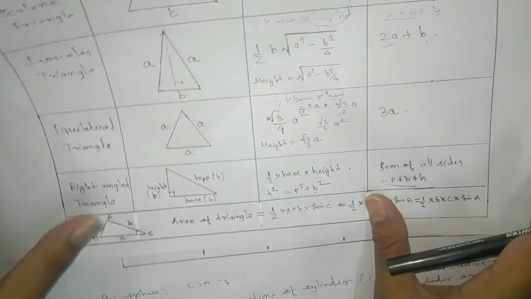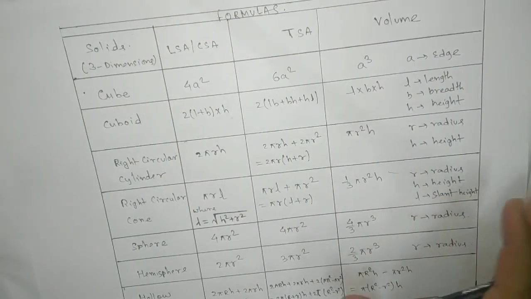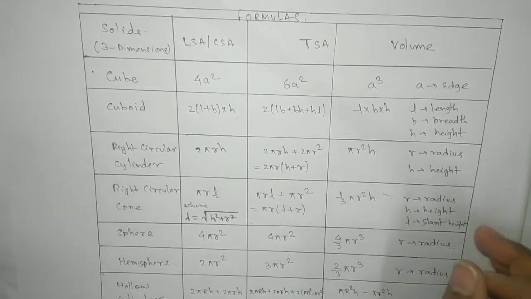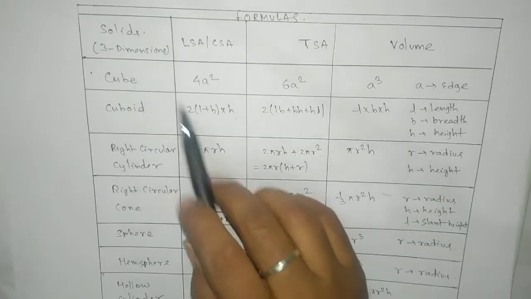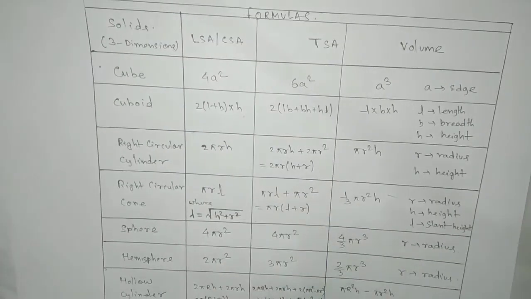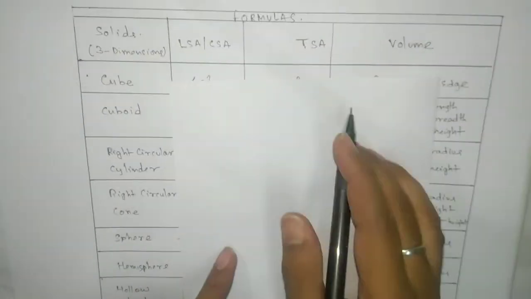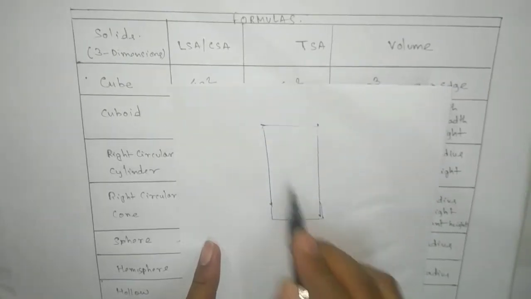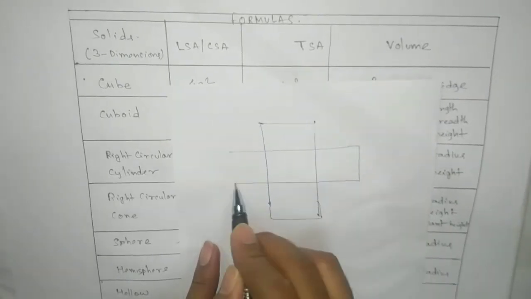Okay, now we'll see three-dimension figure formulas, which are very important for our syllabus. The first one is cube. For cube, we can see 4 into side. How? If you break this cube in a net form, the cube would look like this.